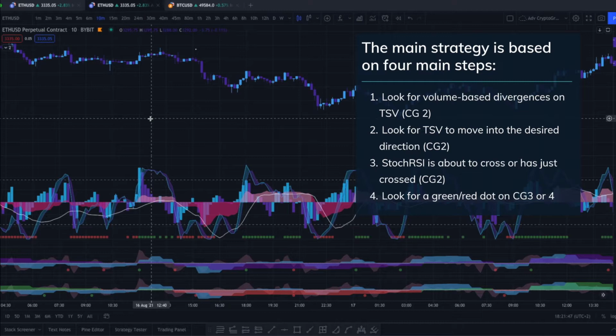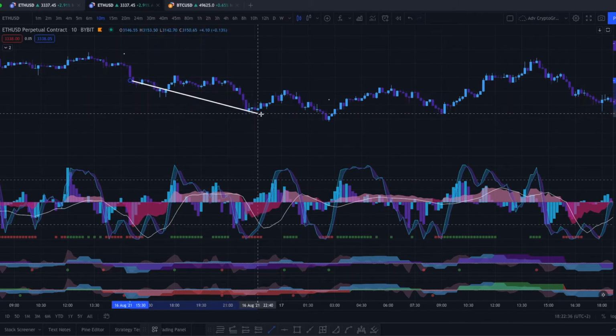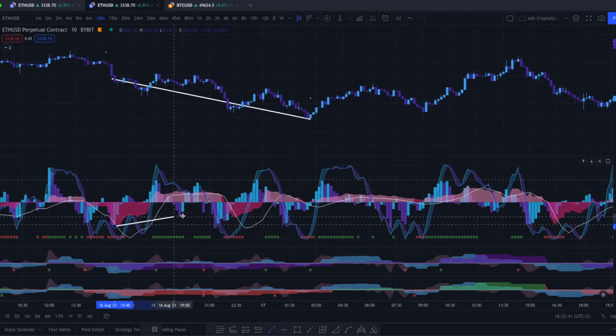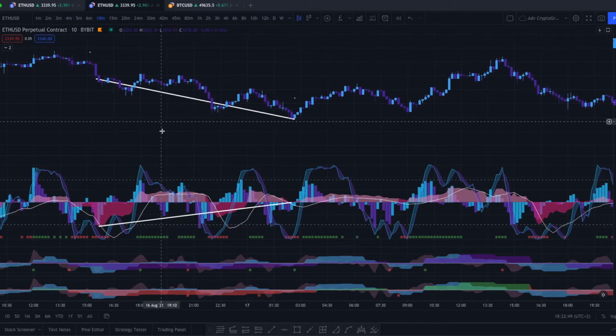Okay, step number 1 is finding TSV divergences on CryptoGraph 2. For example, I have one right here. You can see price is continuously getting lower lows, while TSV is increasing. So that will be step 1. You can see waves are getting smaller, so getting into the positive. Step 2, we want the TSV to move into our desired direction. You can see it's just bouncing off the 0 line, so it's going back up.